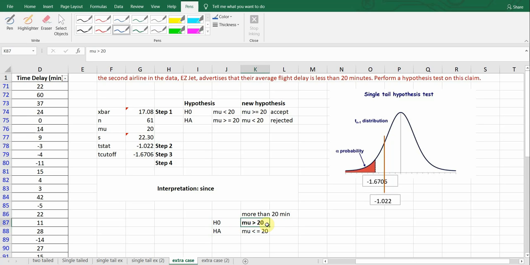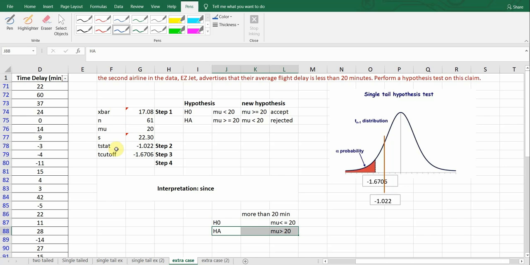But the null hypothesis which I have written is not as per the criteria or the conditions which we have. Therefore, we swap these two and we make our new hypothesis as mu is less than or equal to 20 minutes and alternate as mu is greater than 20 minutes. So this gets removed and changed to this one. So this is our null hypothesis and this is our alternate hypothesis.